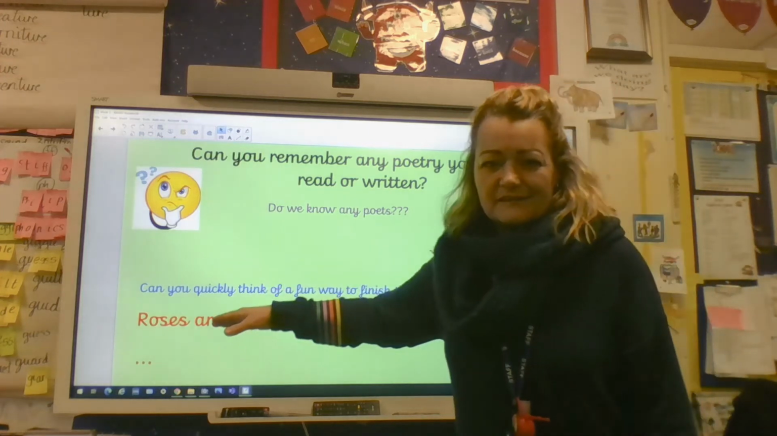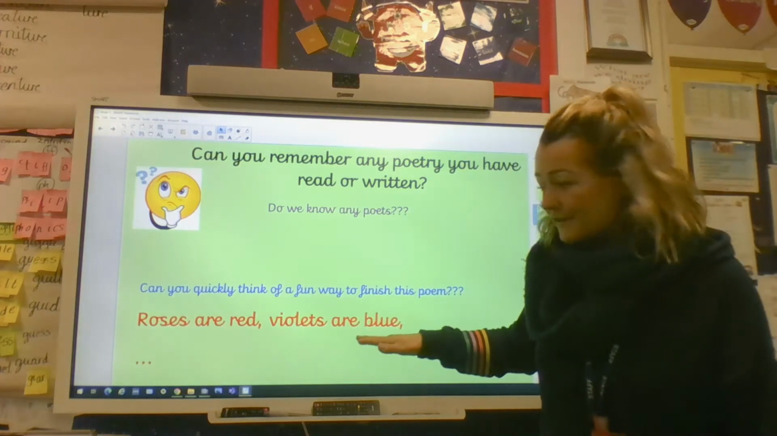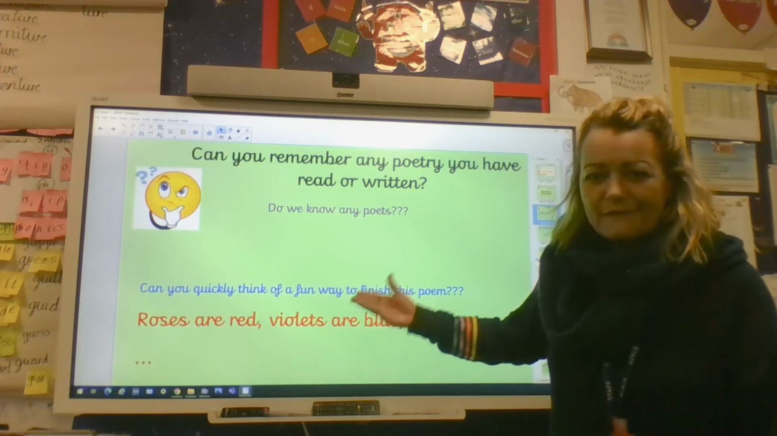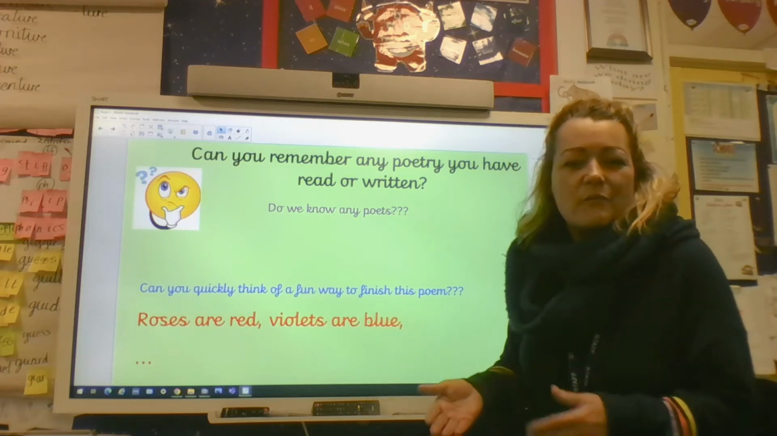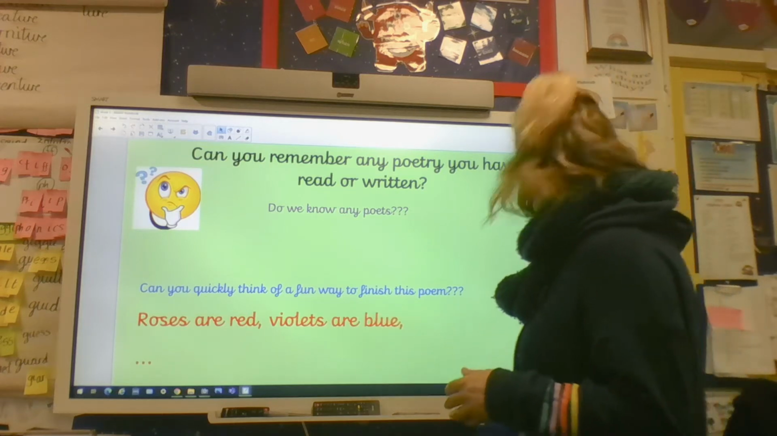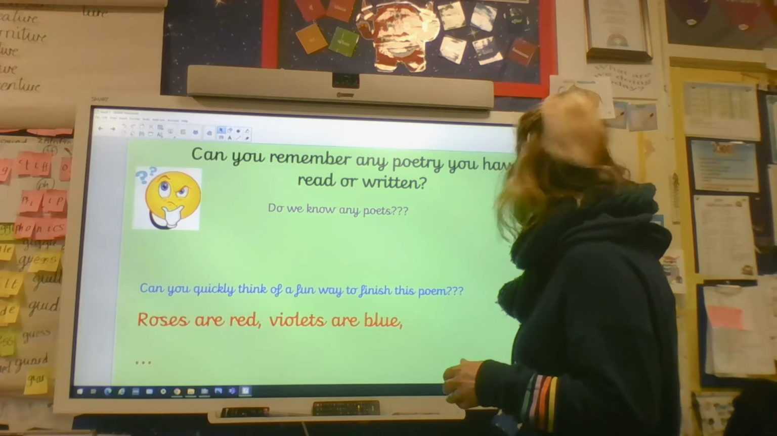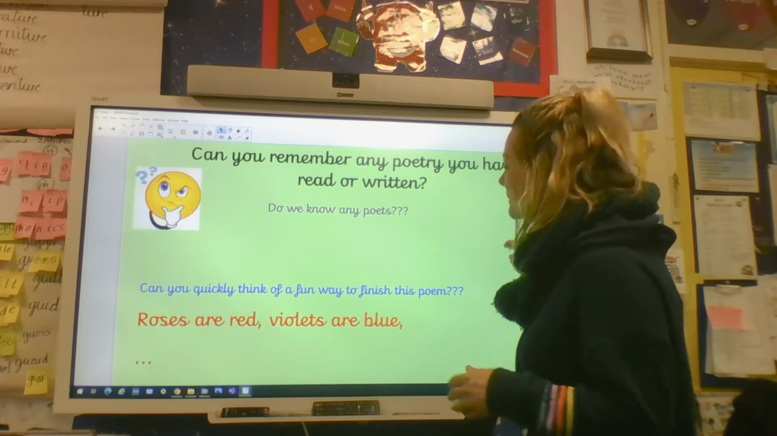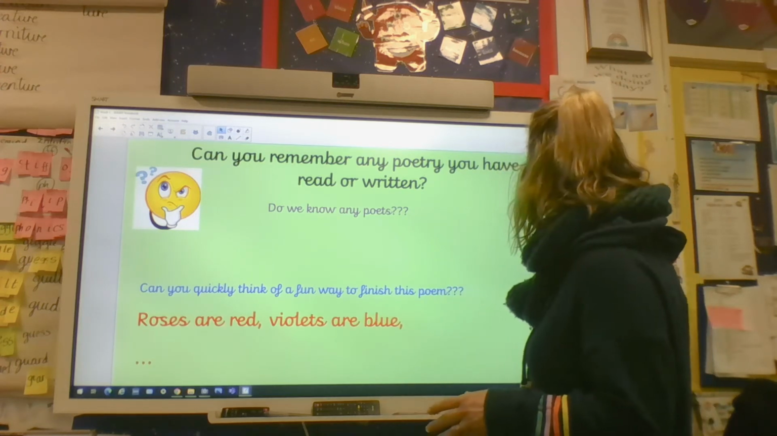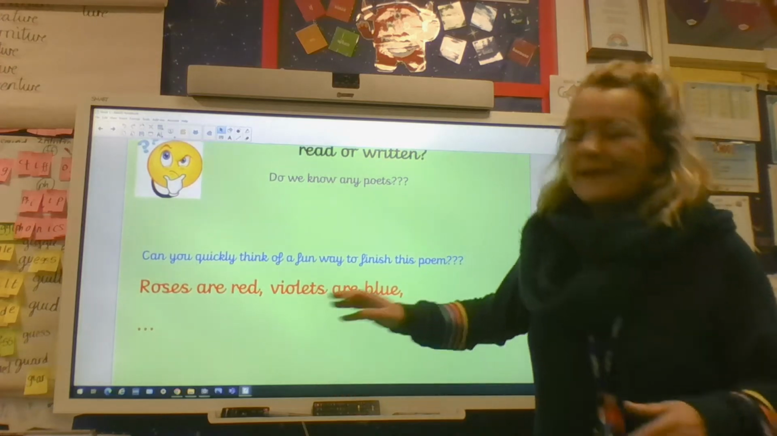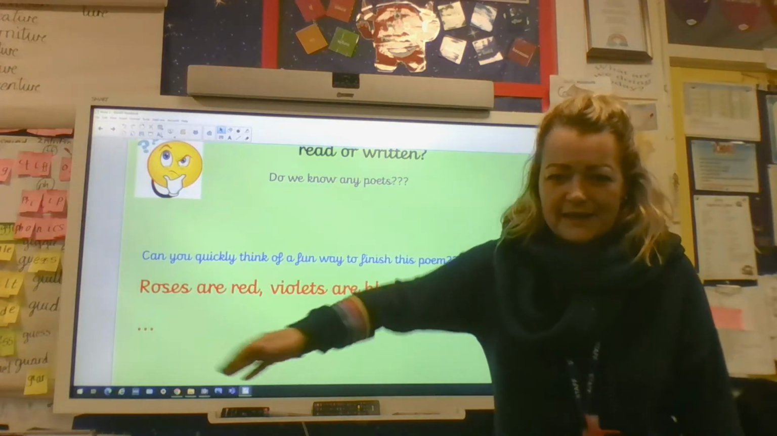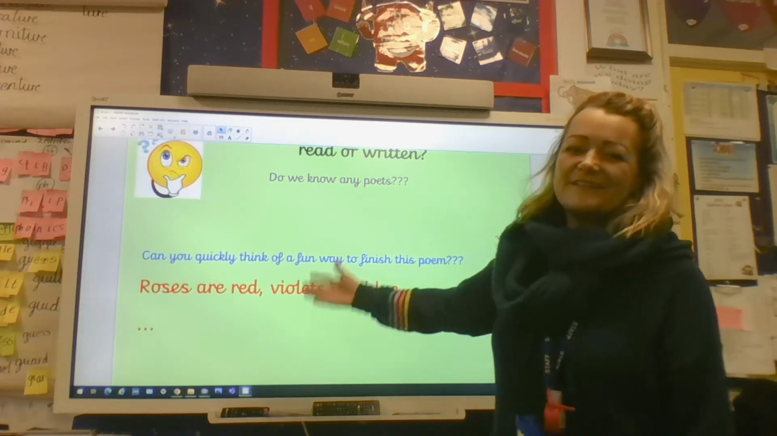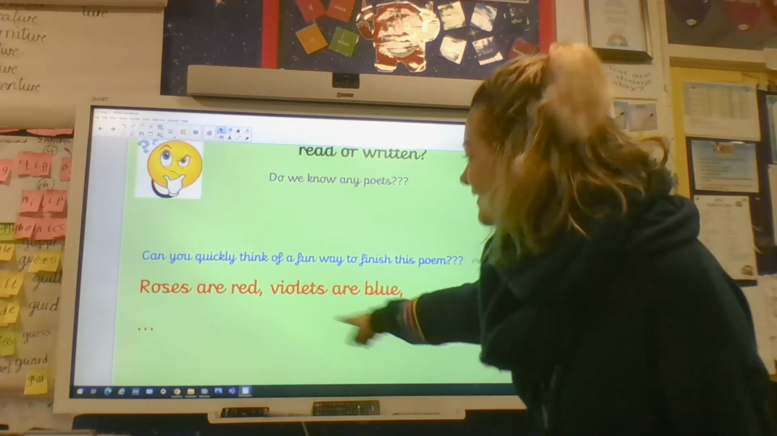There's a little start to a poem. You might have heard of this before. Roses are red, violets are blue. Can you, for a bit of fun, just think of a way of continuing that poem? I think you probably can, so you will probably want to come up with a rhyming word that goes with blue. So roses are red, violets are blue, the world's a lovely place and I love you. Something like that. Come up with your own, a second line.